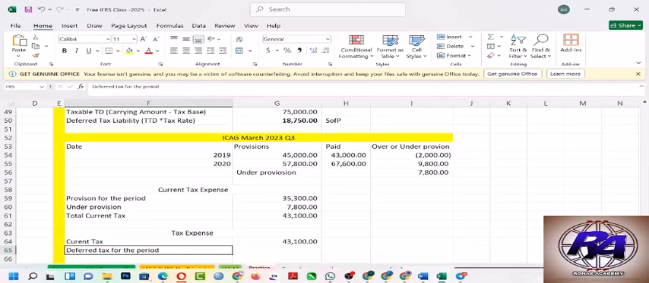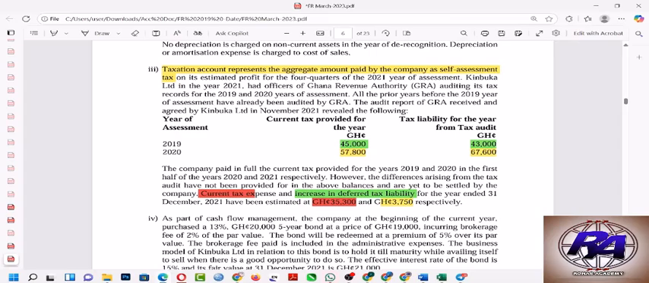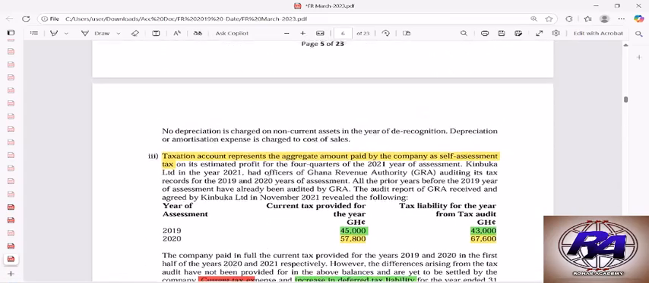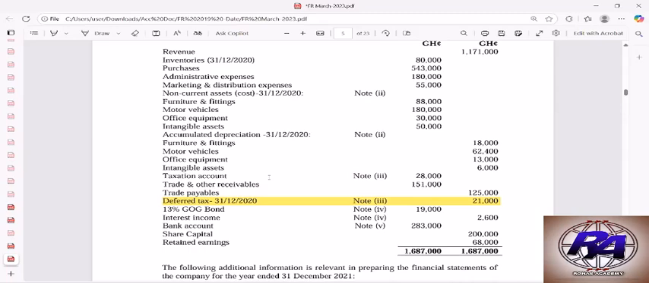Do we have current tax in the trial balance? We need to be careful. Look, there is a taxation account. If we don't see current tax and we see income tax or anything apart from the deferred tax, it's also current tax. So look at this trial balance here.